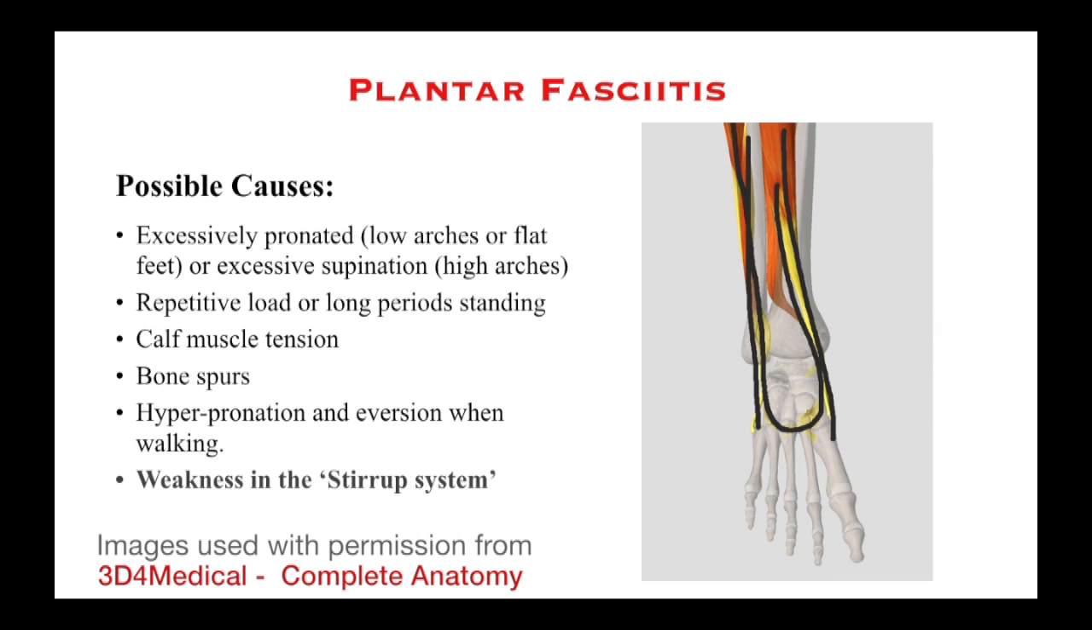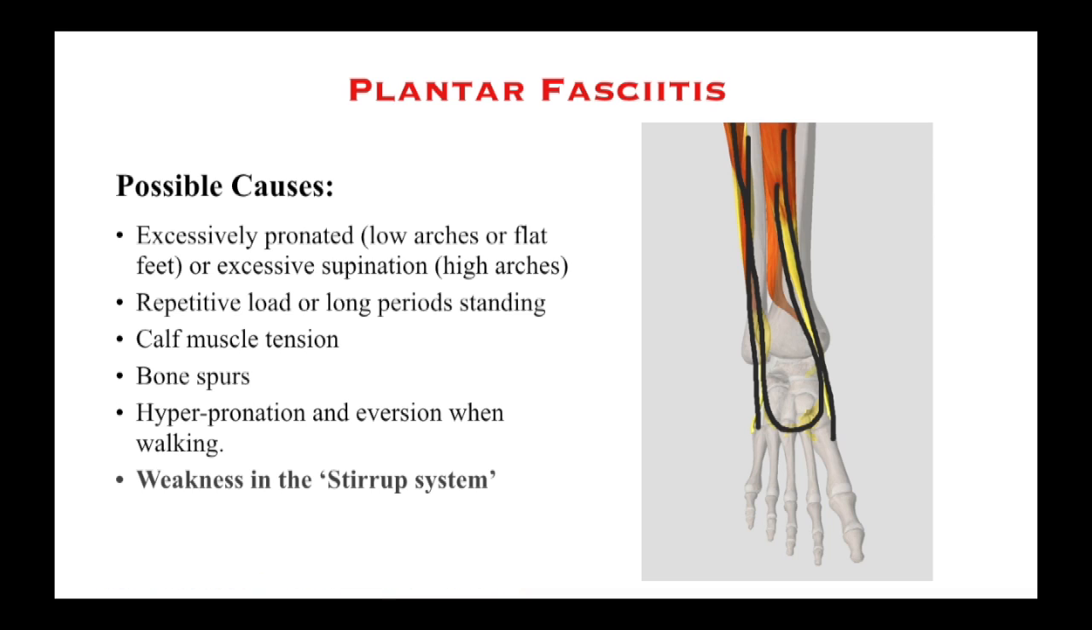We also see then if there is weakness in the stirrup system. So the stirrup system consists of 4 different muscles that are providing lateral support to the foot. So we have anterior and posterior tibialis providing support to the inside of the arch, and then the peroneal muscles or fibularis muscles providing support to the outside.